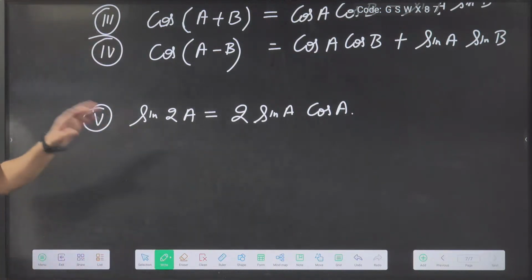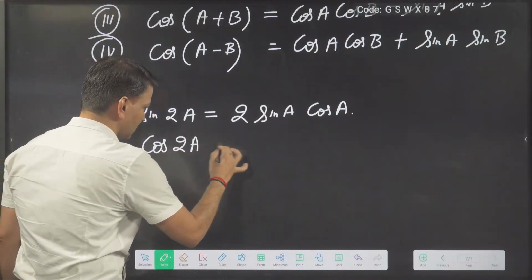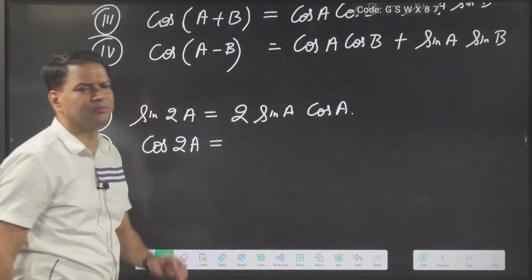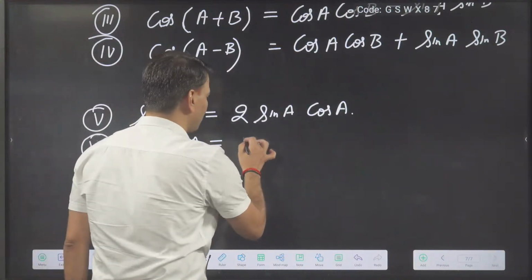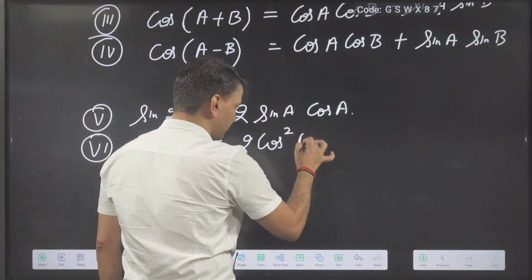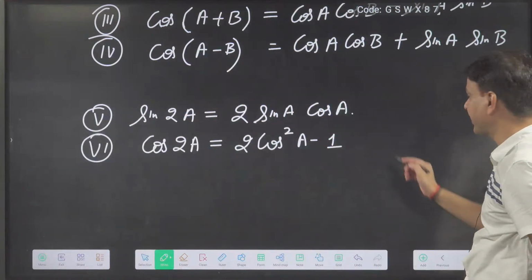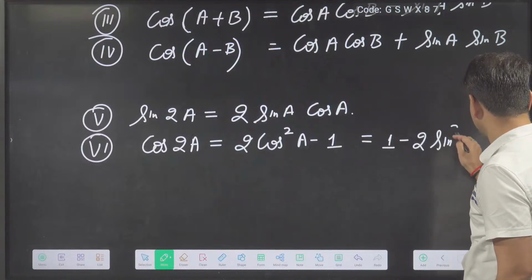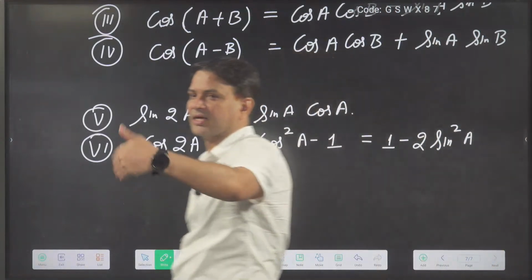Okay, so sine 2A is what? 2 sine A cos A. Next, cos 2A. For cos 2A, we will use 2 formulas. We can write 2 cos square A minus 1, and cos square A I can write as 1 minus sine square A. Then we will get 1 minus 2 sine square A. So for cos 2A, we have to remember 2 formulas.